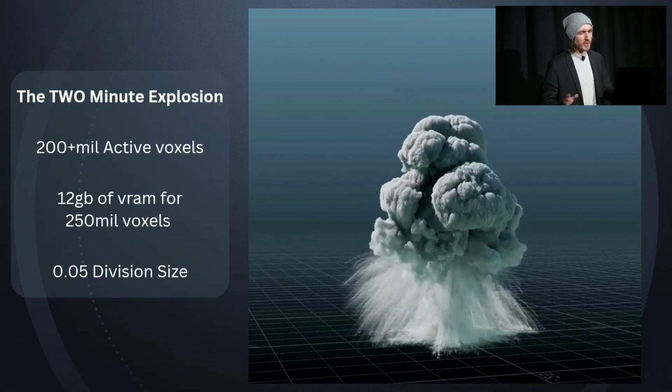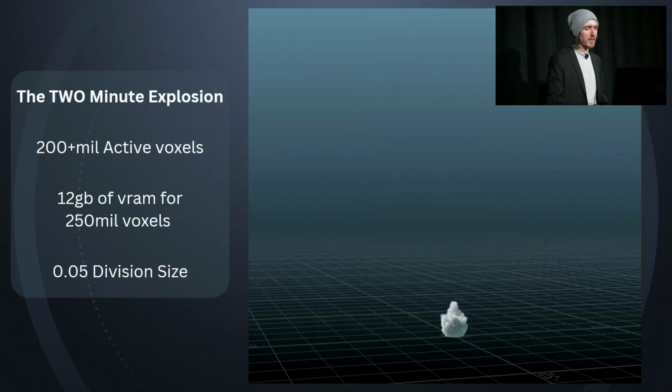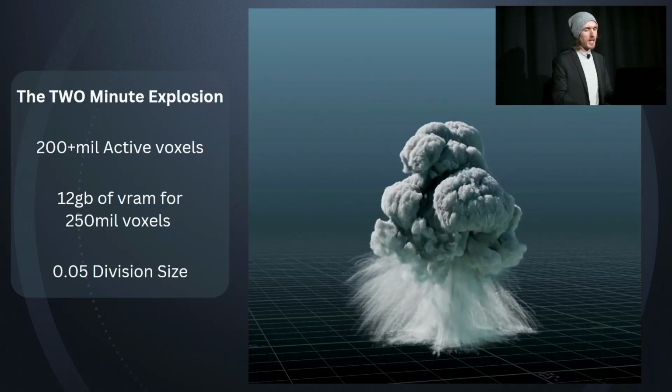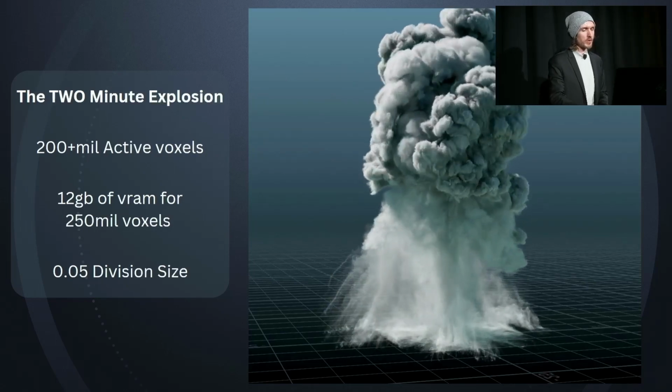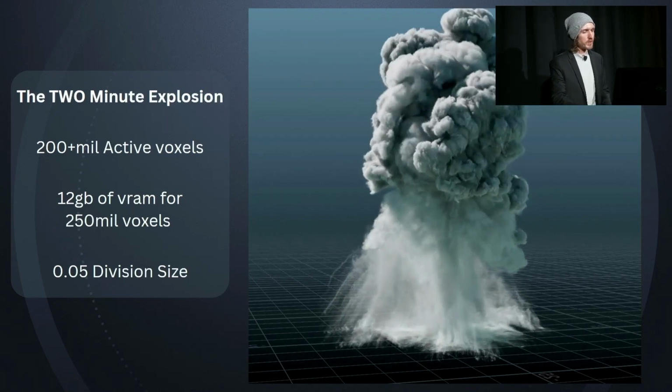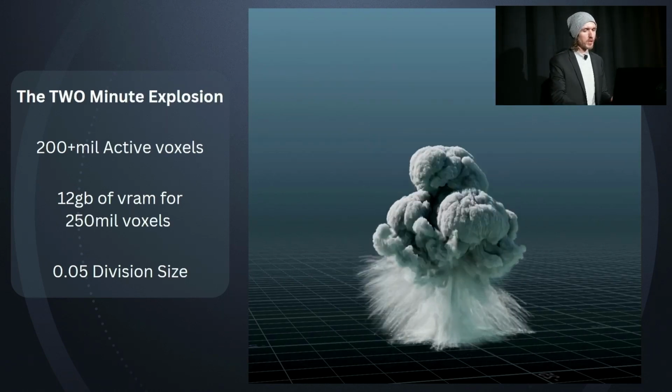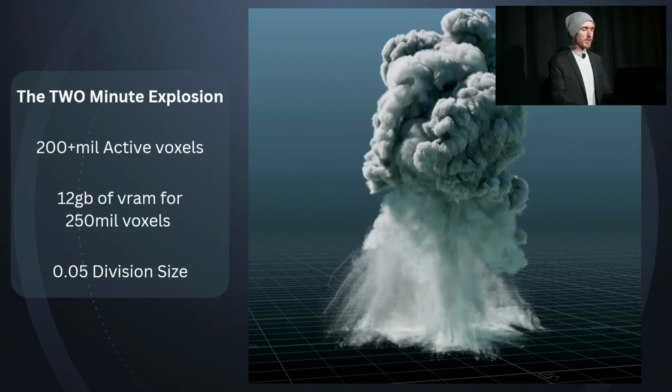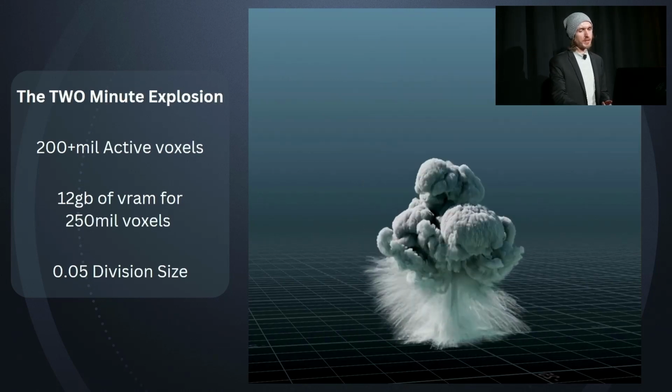I know 2 minutes is still pretty good, but we want to stay with 1 minute. This has around 200+ million voxels. It's going to take around 12 gigs of VRAM, and that will give you 250 million voxels, which is pretty good. It's quite a lot. And this is set to 0.05 division size.